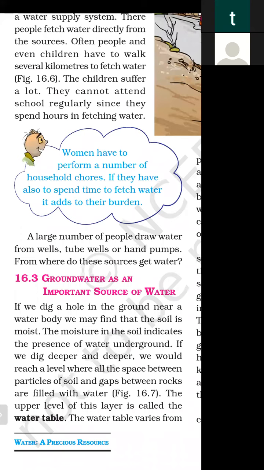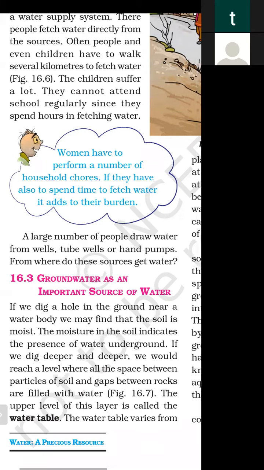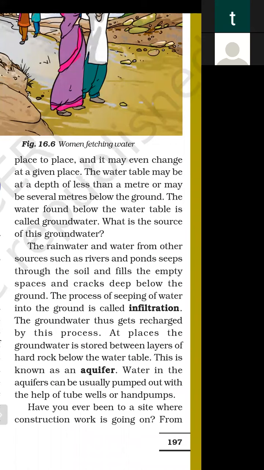The upper level of this layer is called the water table. The water table varies from place to place, and it may even change at a given place. The level of the water table is not the same everywhere. It is different at different places. The water table may be at a depth of less than a meter or even several meters below the ground.